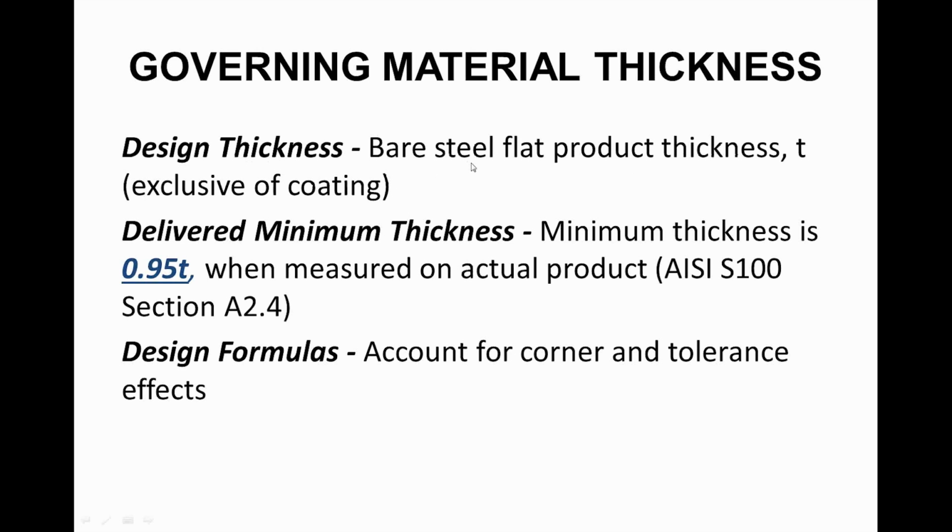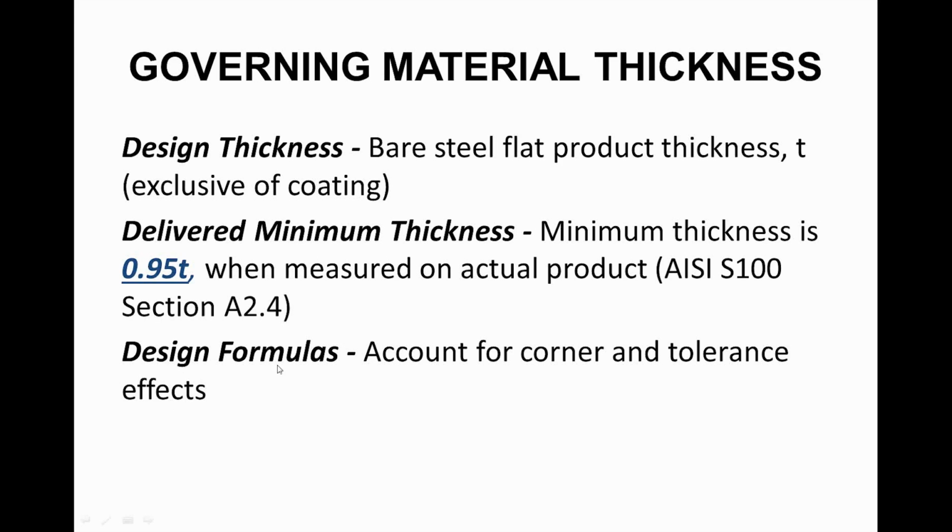The design thickness is the bare steel flat thickness, exclusive of any coating. Section A2.4 of S100 tells me that the minimum delivered thickness must be 95% of T. The 95% T is really a quality control issue. We're trying to control that we don't have too thin a material out there. If you've got any familiarity, for example, with HSS sections, ASTM A500 enables a plus or minus 10% variation in tolerance on thickness. Well, 10% was too much. So this 5% kind of controls that. So that's some of the basis for the 95% T.